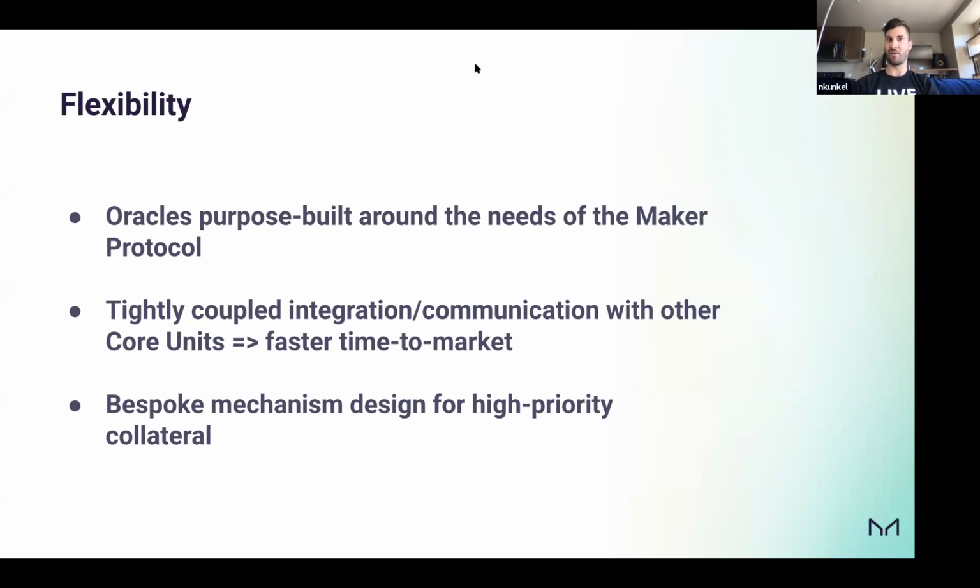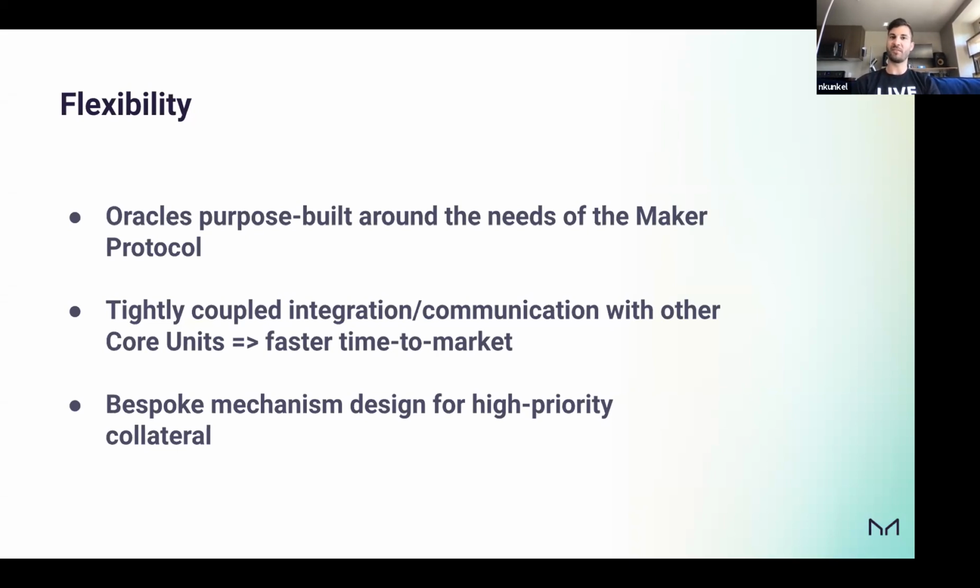And so, since our incentives are essentially aligned with the DAO's, we're quite willing to prioritize these bespoke types of mechanisms when they come our way, and when the DAO really says, like, no, this is super high priority, right, for the health of the Maker protocol.